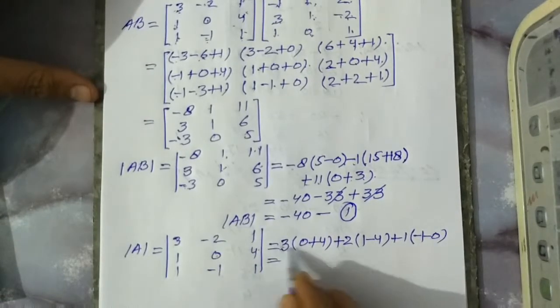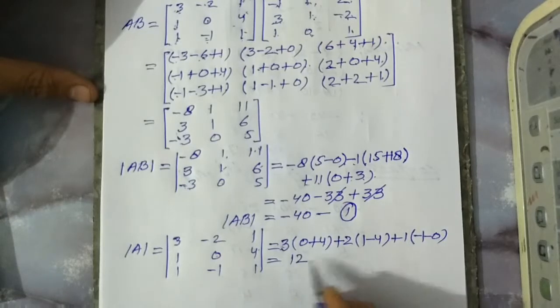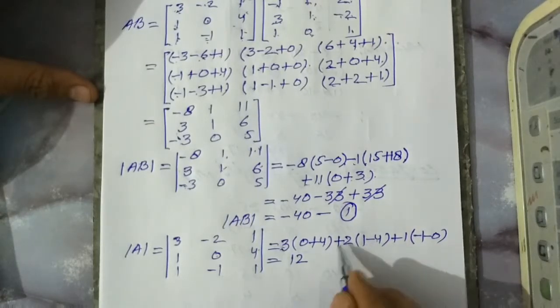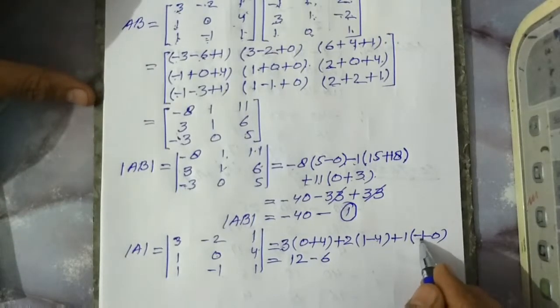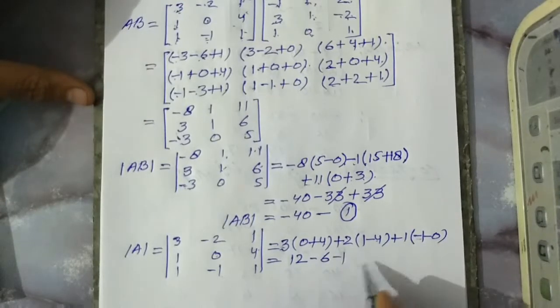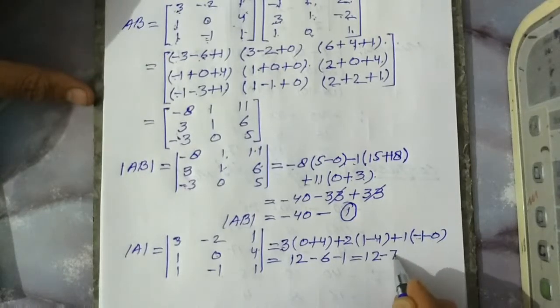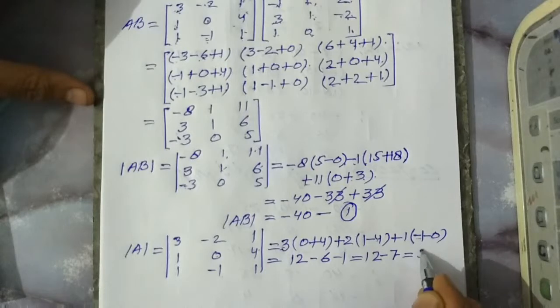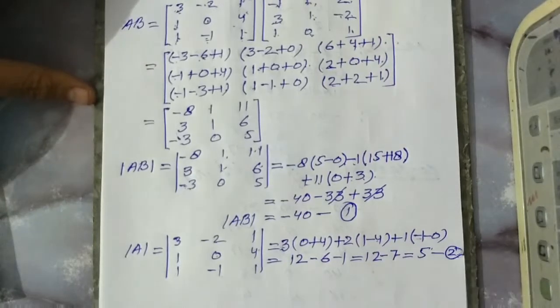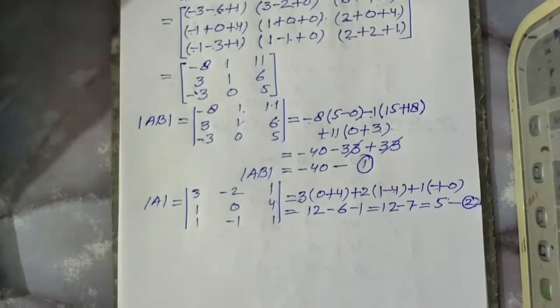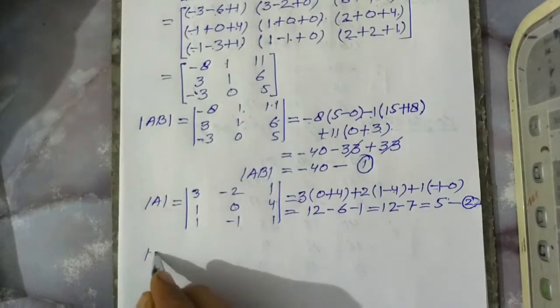So we get 3 4s are 12. And minus 3 into 2, minus 6. And minus 1 into plus 1, minus 1. So we get 12 minus 7 is equal to 5. Let it be equation number 2. Now we have to find out determinant B.